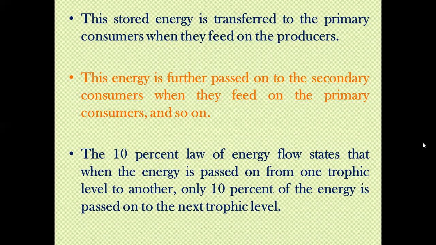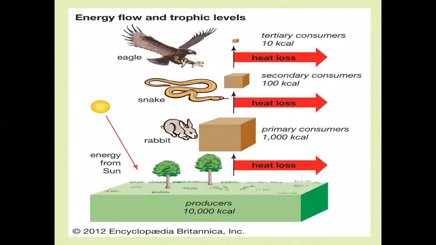The 10% law of energy states that when energy is passed from one trophic level to another, only 10% of the energy gets passed to the next level. Now, again, this diagram will help you understand this better. So, producers, which are the plants, use the energy from the sun to prepare their own food. This is how they convert the solar energy into chemical energy.